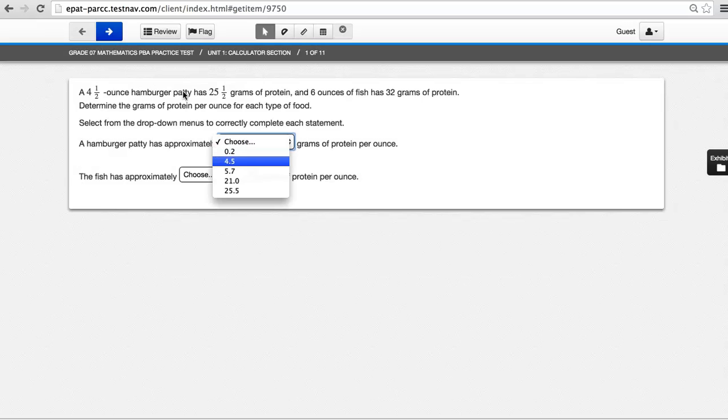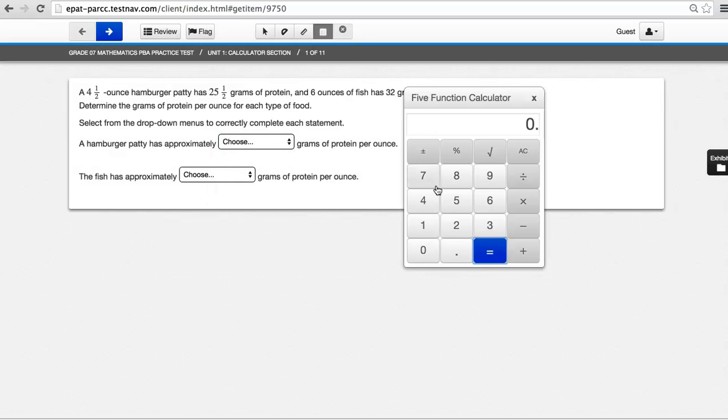4.5. Obviously, with this section, you can actually access the calculator button over here, the 5-function calculator, and just put it in. We're going to put 25.5 divided by 4.5, and we should get the answer of 5.6, which is close to 5.7. So we're going to go ahead and choose 5.7.